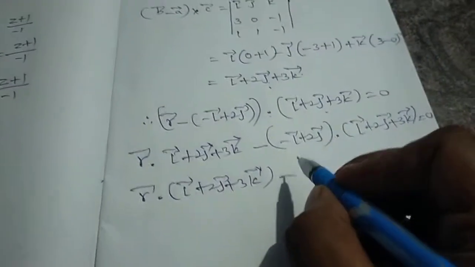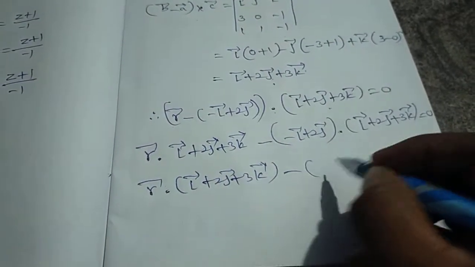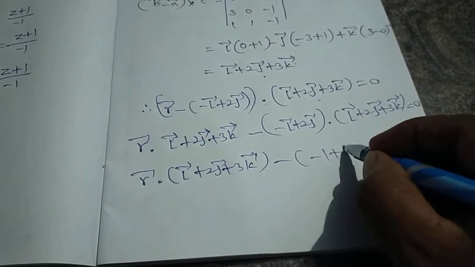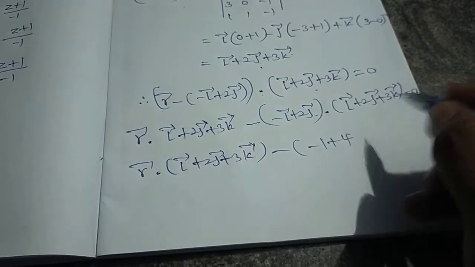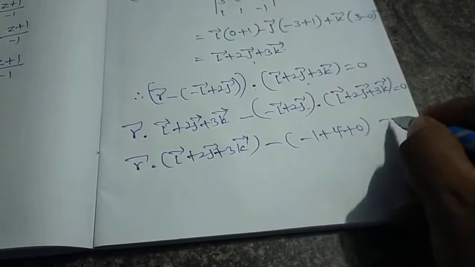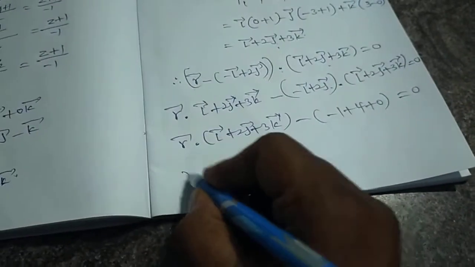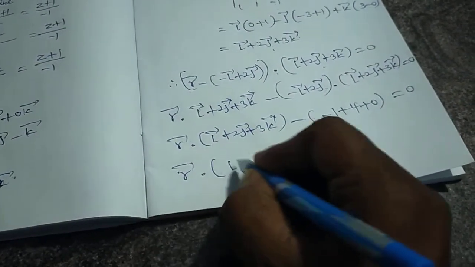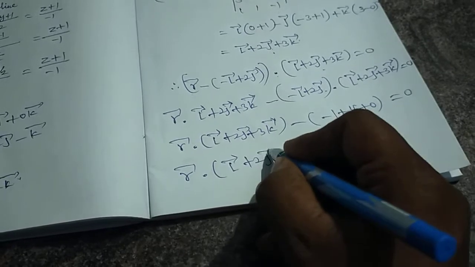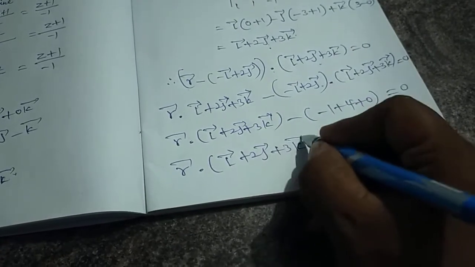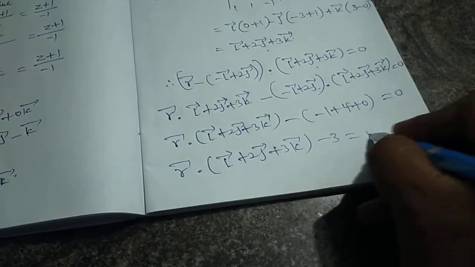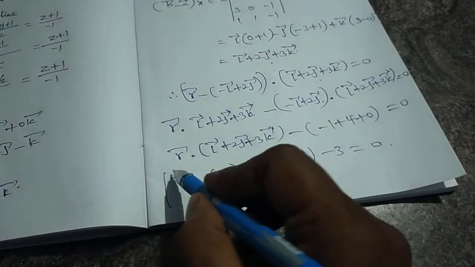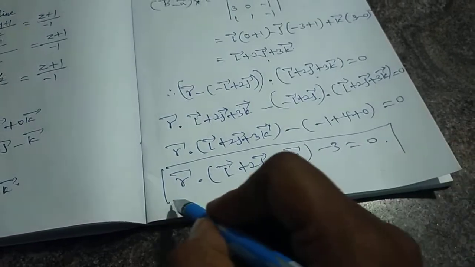So we multiply i vector with i vector: minus 1 plus 4. Here the k vector is 0, so 0 into 3 is 0. So the total value is 3, and with the minus sign the equation becomes r vector dot (i vector plus 2j vector plus 3k vector) minus 3 equals 0. This is the non-parametric form.